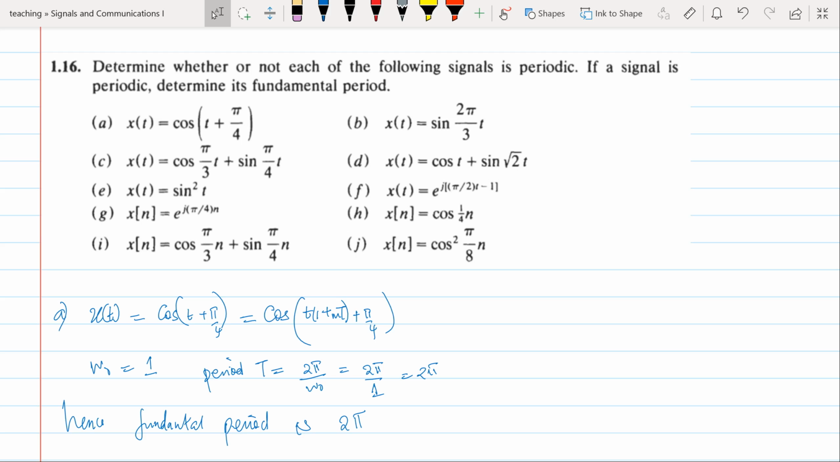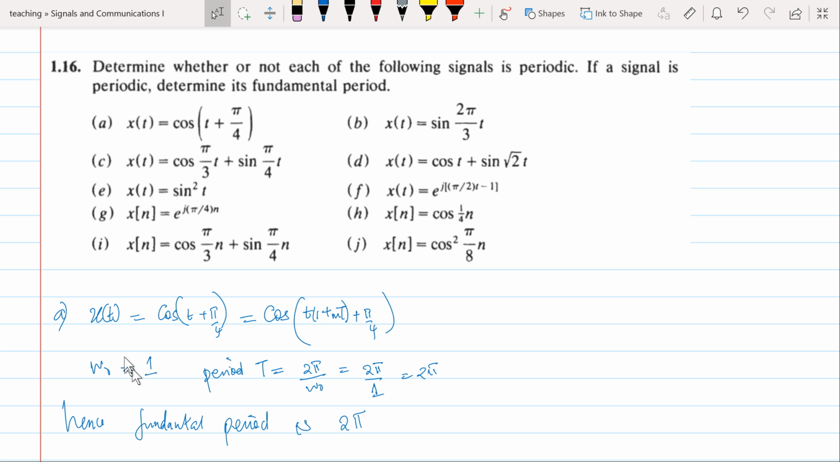Question 116 reads: determine whether or not each of the following signals is periodic, and if the signal is periodic, determine its fundamental period. So we start with A, and we can see that A is expressed as a function of cosine.